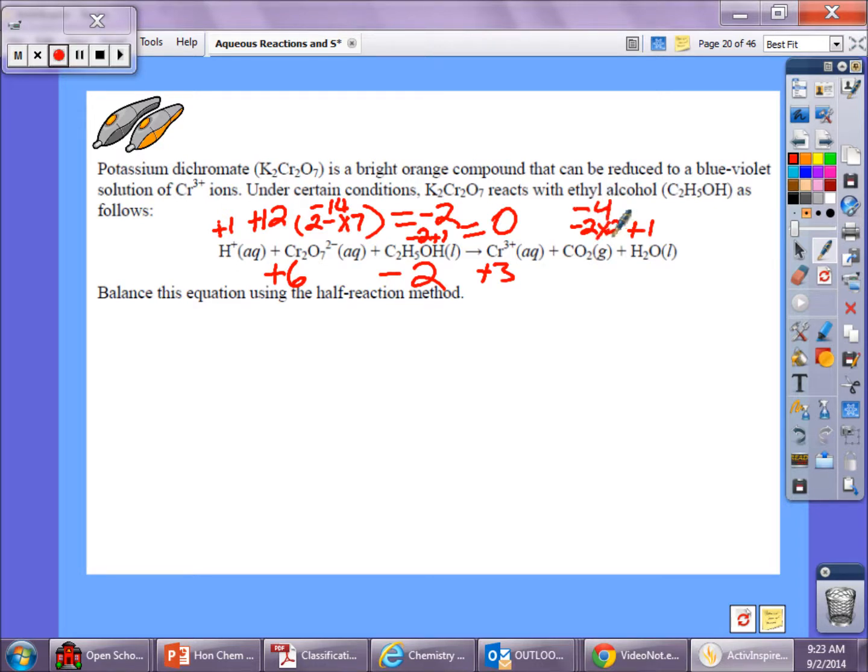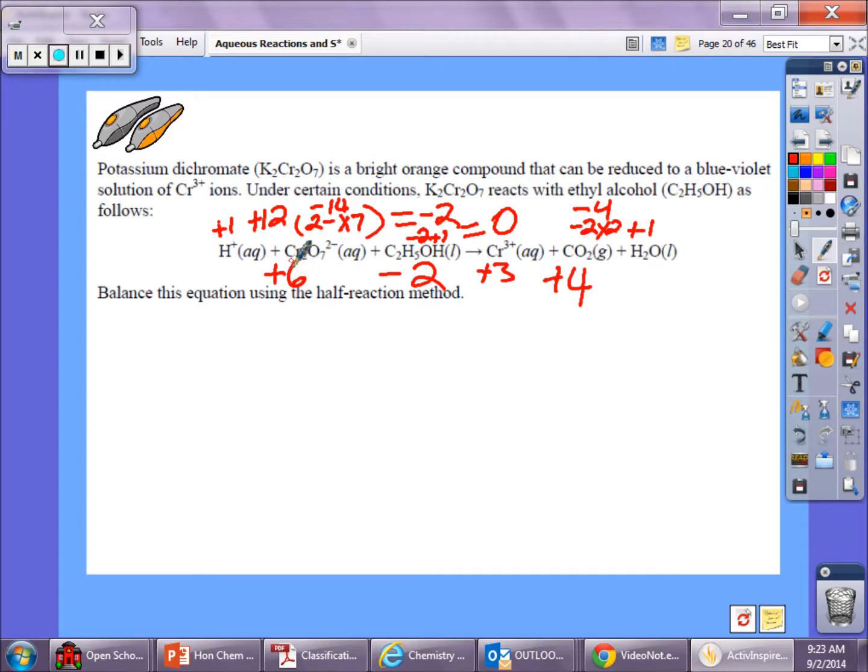This is time 2 minus 4. That carbon has to be plus 4. And then the hydrogens and the oxygen, there is no change in oxidation number. So all I have to do is to split my equation into 2 halves. I said chromium went from plus 6 to plus 3. Chromium had been reduced.